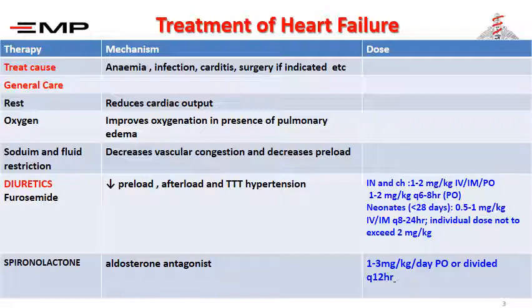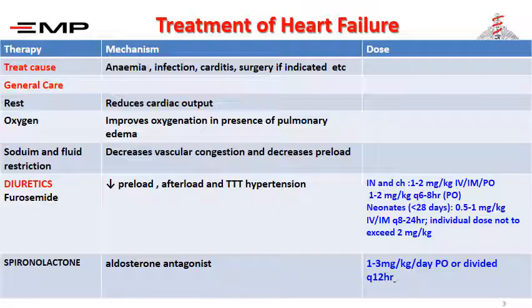What are the drugs that we use? Number one, we use diuretics. The most commonly used and the most popular is furosemide, the Lasix. The furosemide decreases the preload, the afterload, and it treats hypertension. The usual dose is 1 to 2 milligram per kilogram. It is given either by IV, intramuscular, or oral, and then we can increase the dose later on.